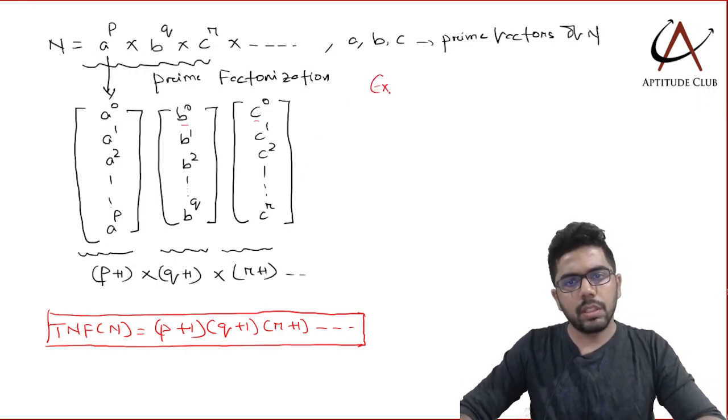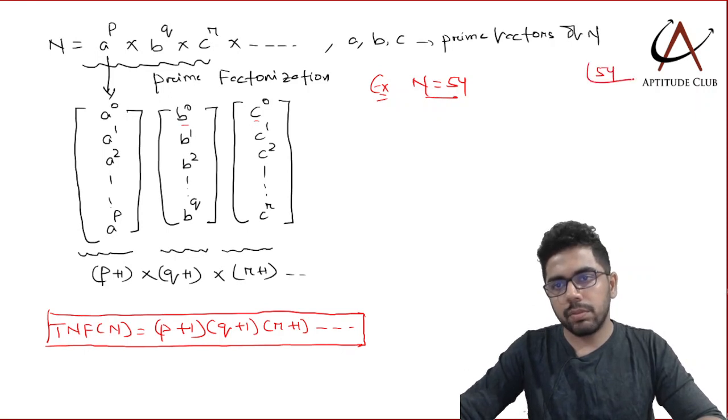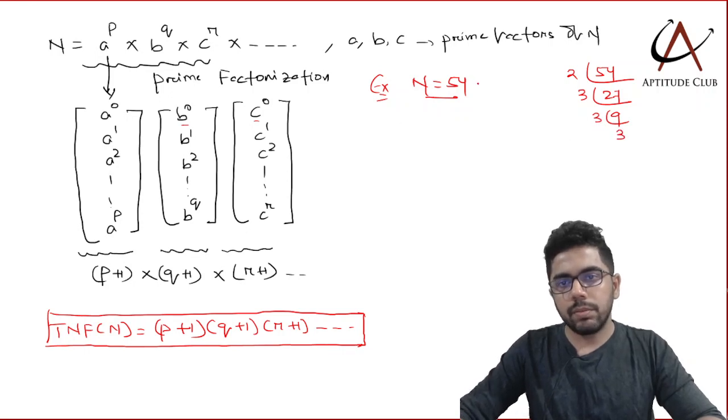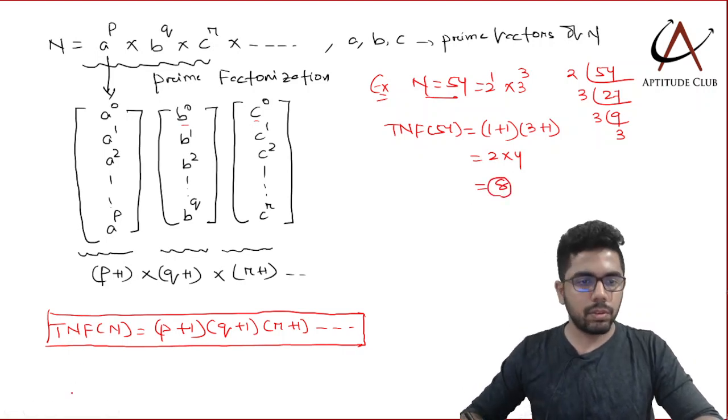Let's take an example. Suppose I take this number n is equal to 54, let us say. If you prime factorize 54, it is 2 times 27, and then 3 times 9 and 3 times 3. So I get 54 is basically 2 to the power 1 into 3 cube. So I can say the total number of factors of 54: add 1 to each power and multiply. 1 plus 1 into 3 plus 1. So I get 2 into 4, I should get 8 factors of 54.